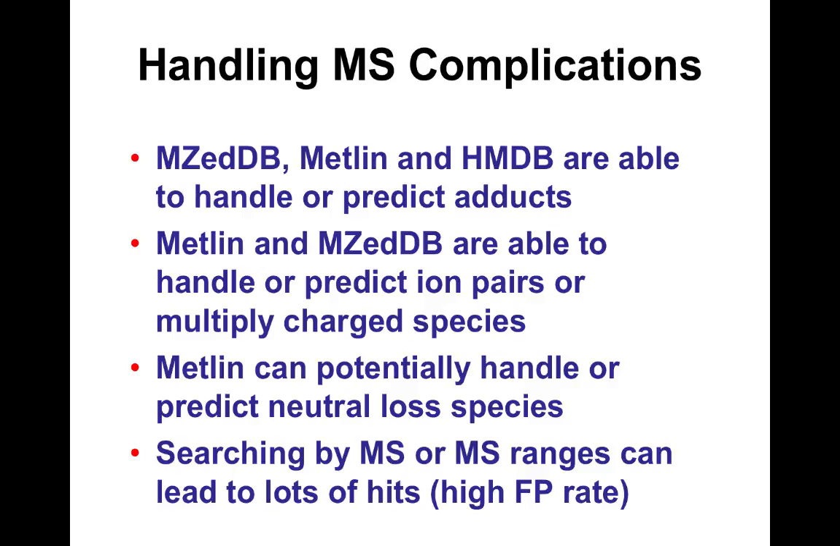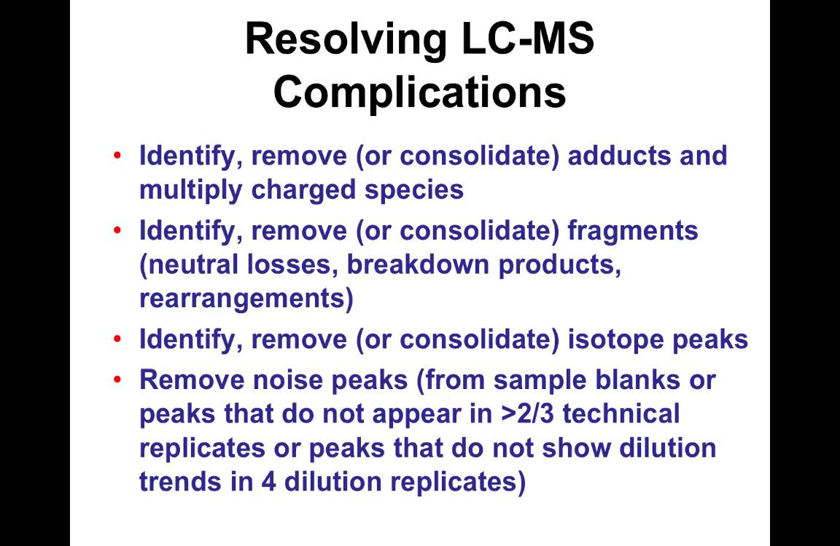They have to be handled by specialized databases, and there's a variety of those available. METLIN, HMDB, and MZDB are able to handle adducts. Some are able to predict ion pairs and multiply charged species. Some can also predict neutral loss species.